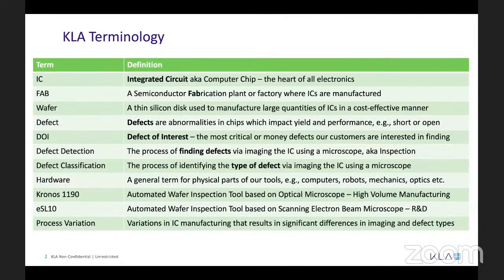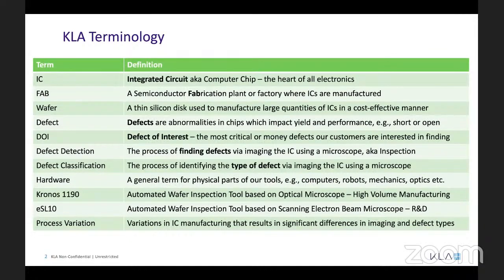In this talk, we'll talk about two specific tool types that we sell to our customers that both have AI technology built into them. The first one, the Kronos 1190, is an automated wafer inspection tool based on an optical microscope. This is a very high throughput system that can process 40 to 60 wafers per hour, which is pretty fast. And this can be used in high volume manufacturing where they're producing chips for the end user.